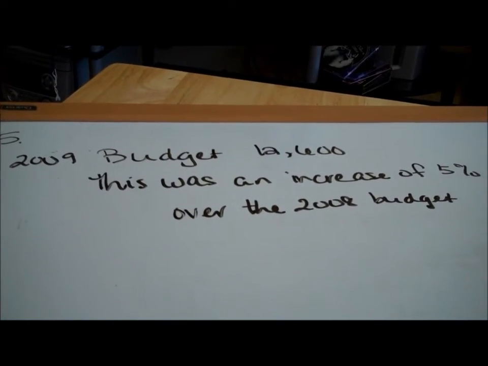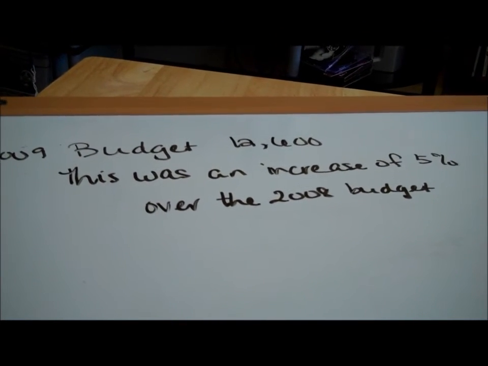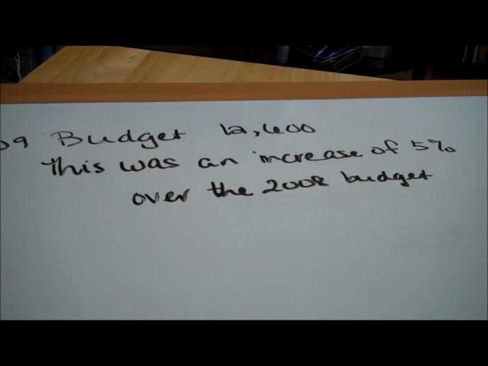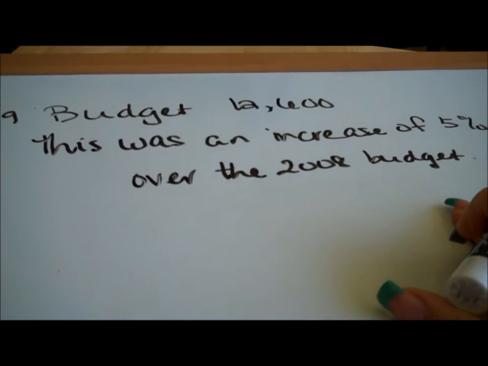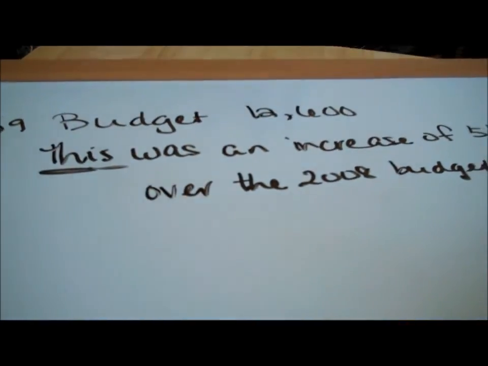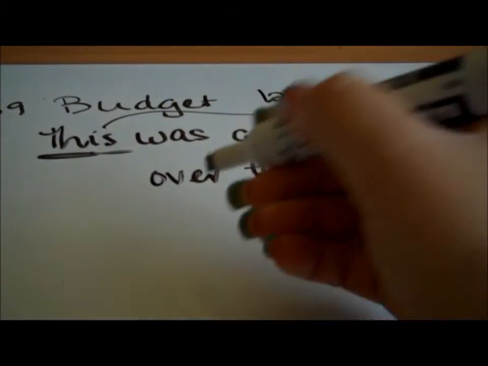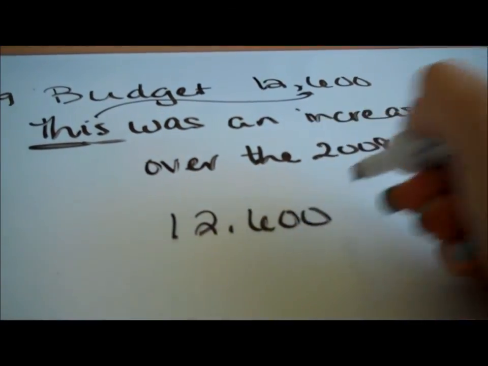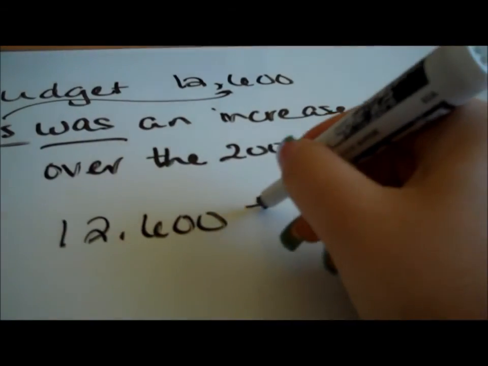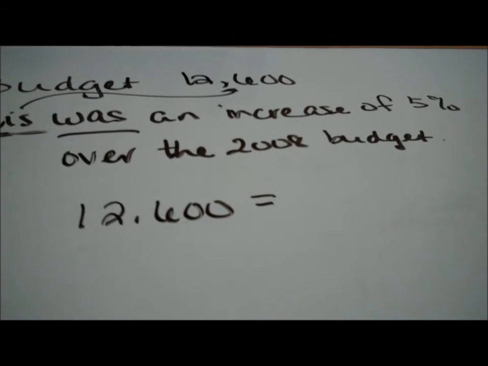Okay, number 5 talks about a 2009 budget being $12,600. It says that this was an increase of 5% over the 2008 budget. So the wording of this second sentence in the word problem is very, very important. It says this. This meaning what? This meaning this budget, the 2009 budget, so the $12,600 was. What does the word was mean? Was means equals. So the $12,600 was an increase.